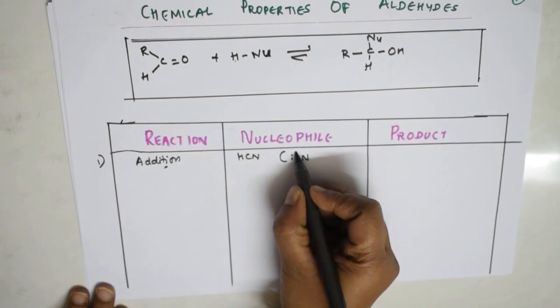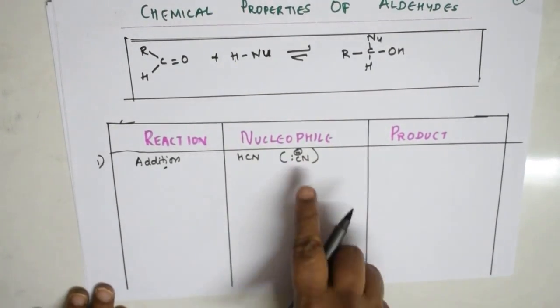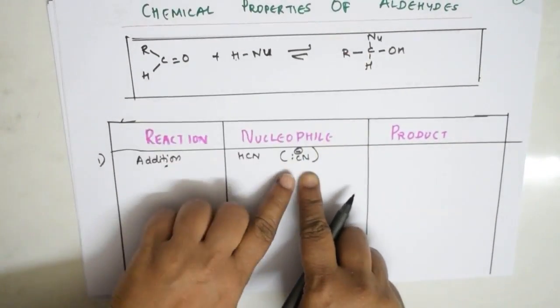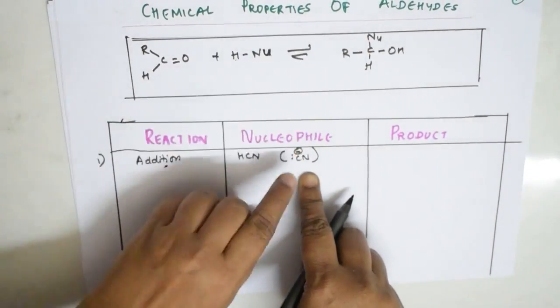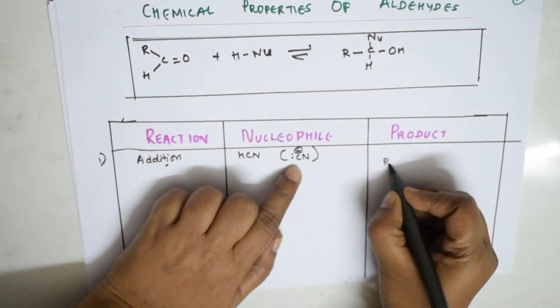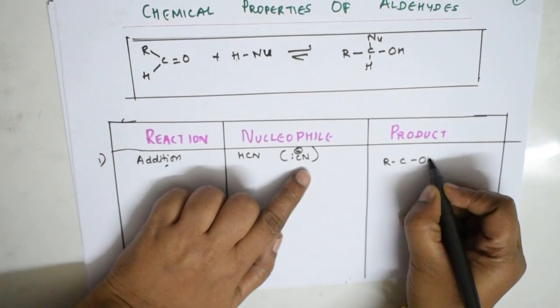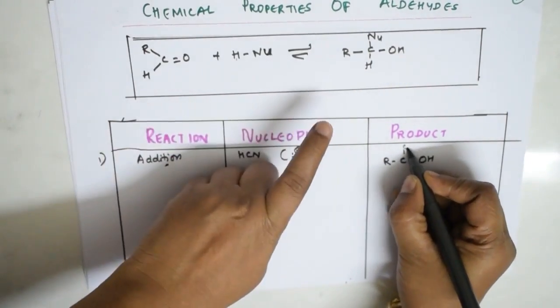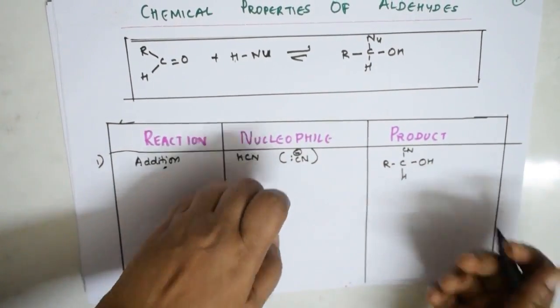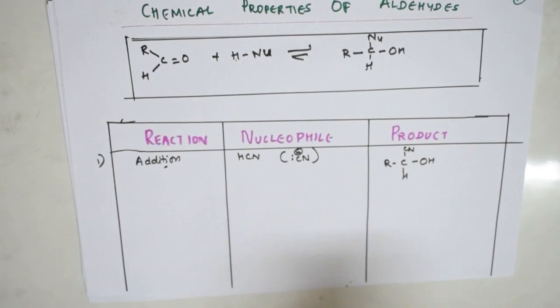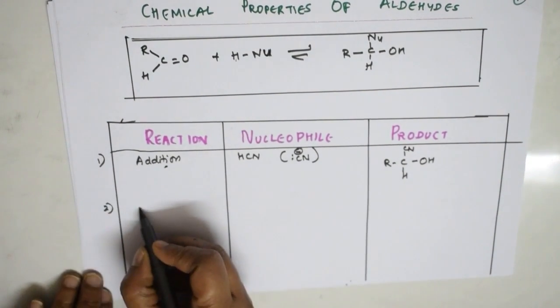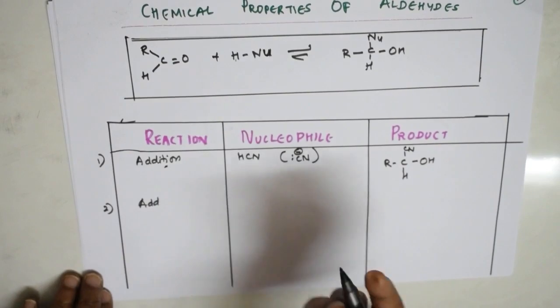We have CN minus as a nucleophile, right? What product do you get? Exactly the same procedure. Wherever there is a nucleophile, you're going to add this. So you're going to get R, C, OH, and in the nucleophile place is CN, and this is H. What is the name of this compound? Cyanohydrin, right? The next type of reaction, again we're going to do an addition reaction.